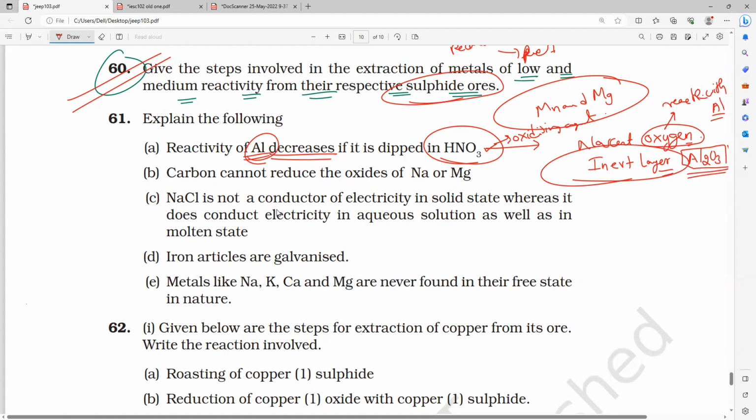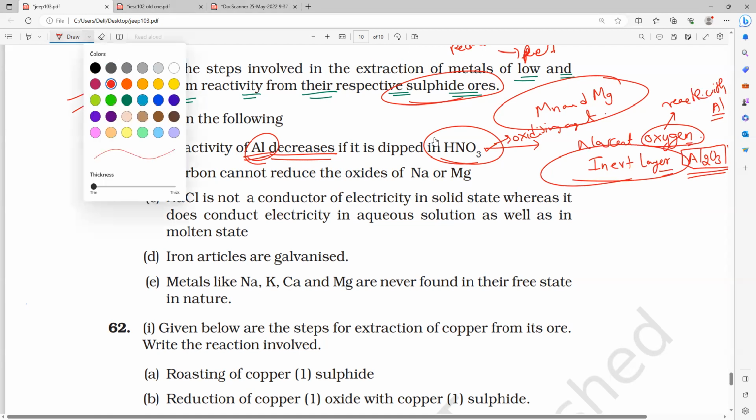Is it okay, everyone? Please respond, all of you. Yes, so that is the reason. This aluminum oxide is an inert layer which will never allow the reaction to continue further. So that is why the rate of reaction decreases.